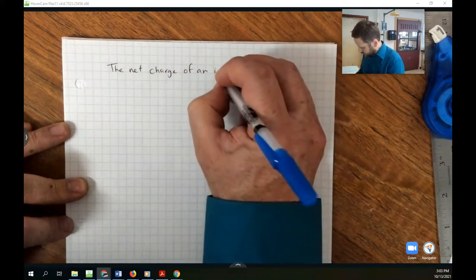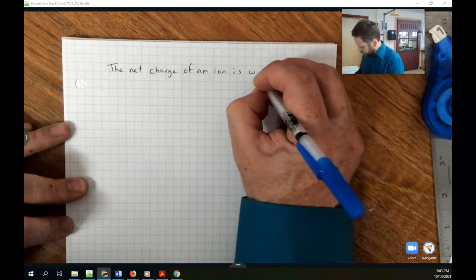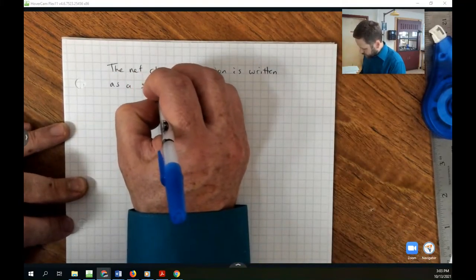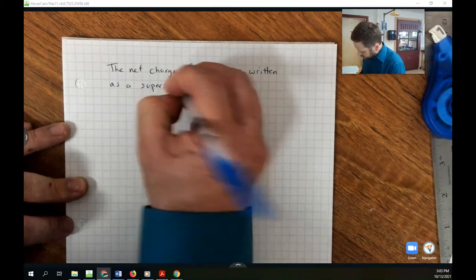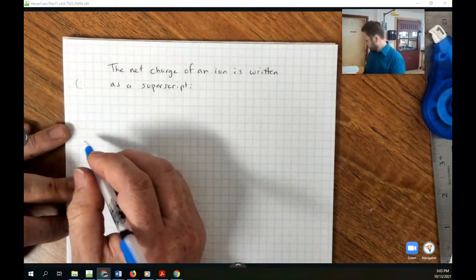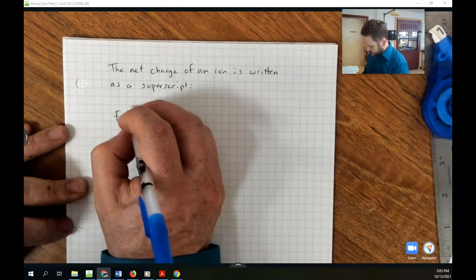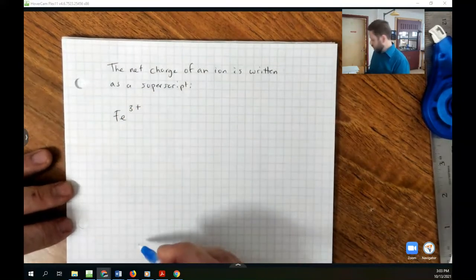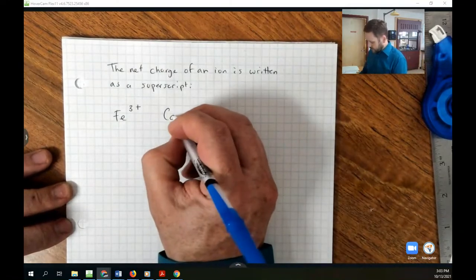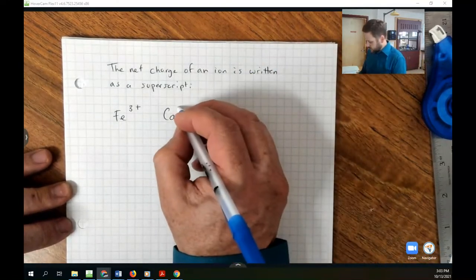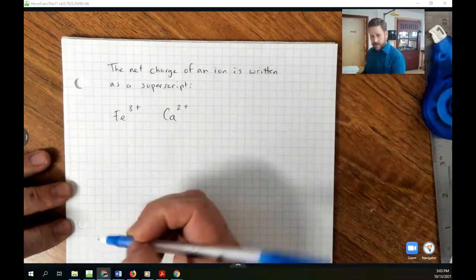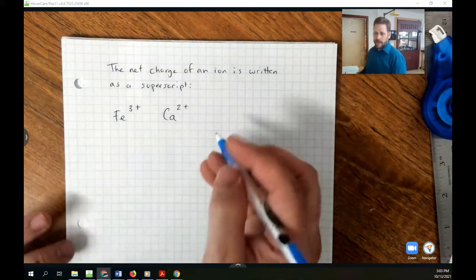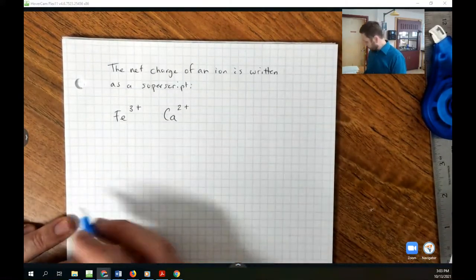The net charge of an ion is written as a superscript, and I'll show you some examples. For example, if I were talking about an iron ion, which had a charge of +3, then I'd write Fe3+ in superscript. If we're talking about a calcium cation, calcium cations, we'll learn soon, are positive, and the magnitude of that charge is 2. So I'd call that a calcium 2 cation or a calcium 2+ cation.